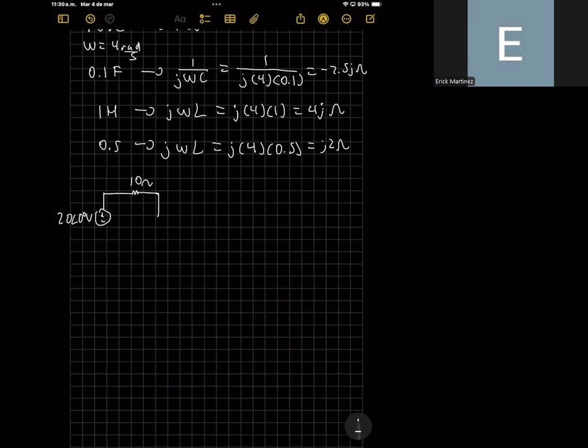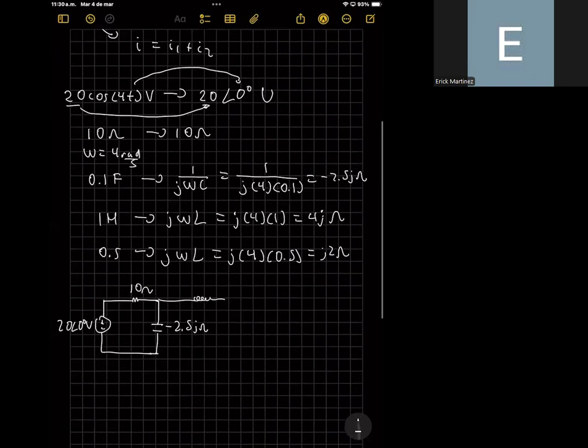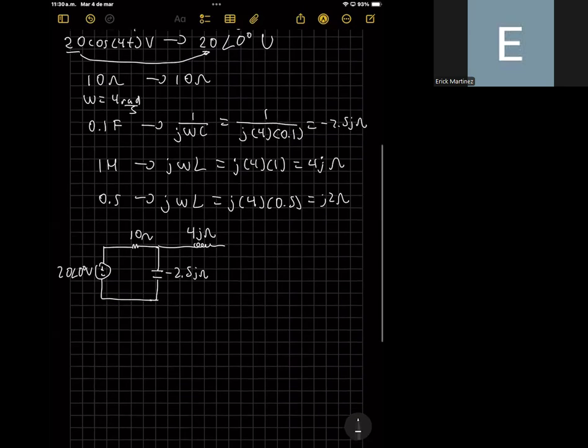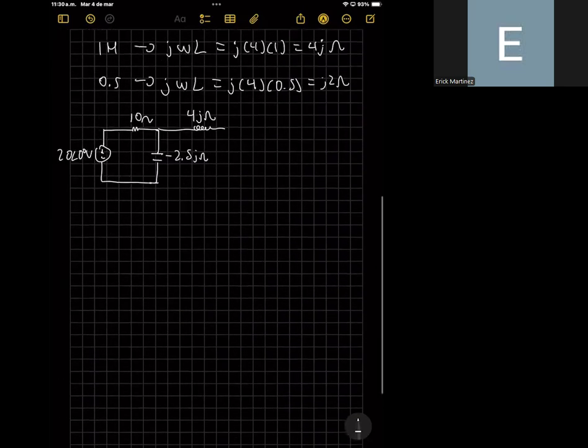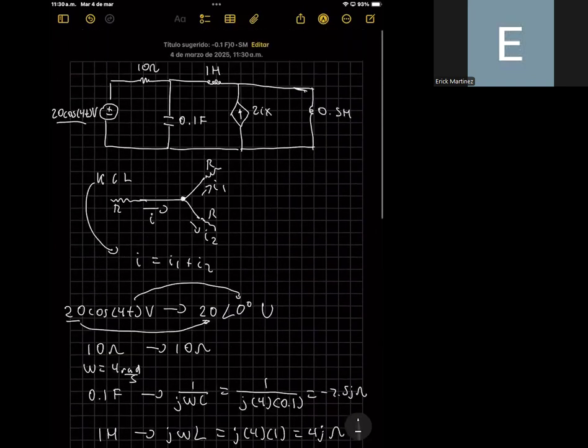Here we have the capacitor of 0.1 farads, whose impedance is equivalent to 2.5 j ohms. Also, here we have the inductor of 1 henry, whose impedance is equal to 4j ohms. And we have here a current source that is dependent on the current.